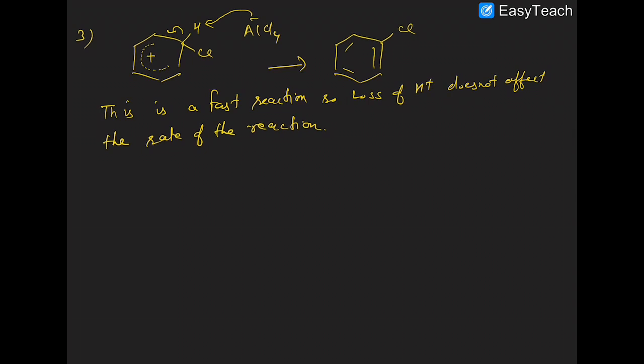So what has happened now? The conjugate base, that is AlCl4-, will attack the proton and you have the formation of chlorine. Now here, the loss of H+ from the ring is not the rate determining step. So it is a very fast reaction. So what is the rate determining step in here?